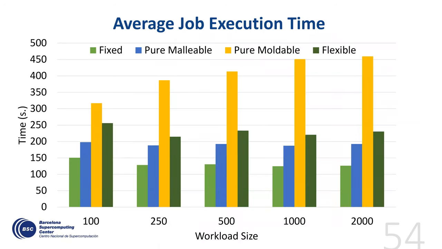Another handicap of the moldability is the average job execution time. In this chart, what we have is the running time average for all the jobs in the workload. So we can see here that as the workload size increases, the average job execution time, without taking into account the waiting time, also increases. And it's because jobs are likely to be initiated with fewer resources, and their execution time increases because of that.